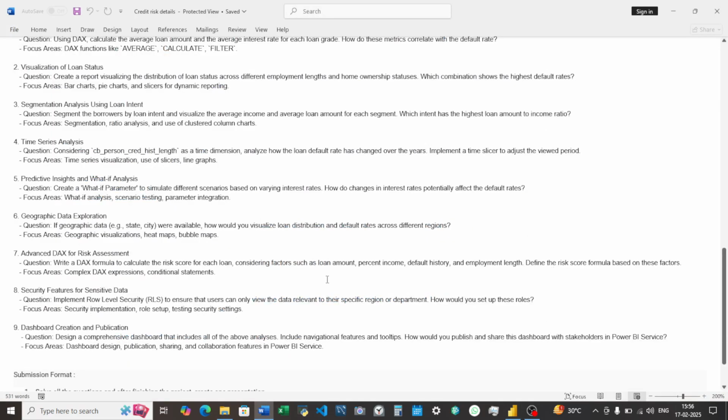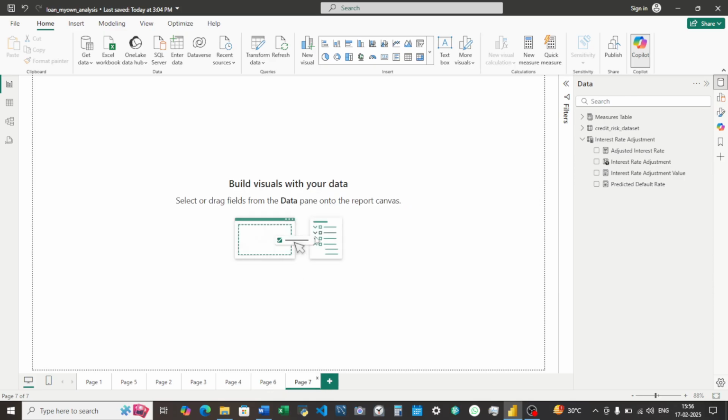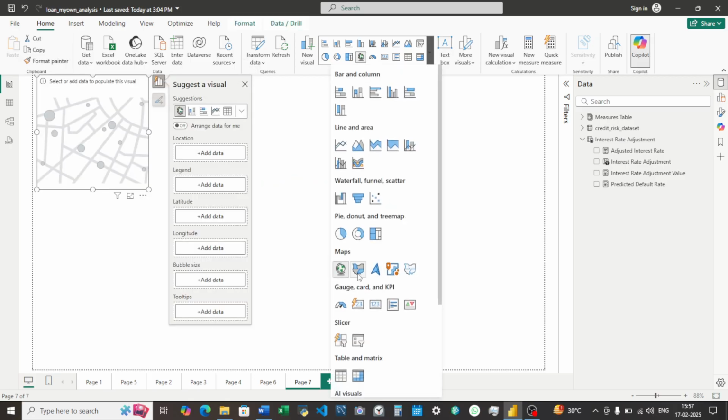And then, what's the next question? Geographic data exploration. If geographic data were available, how would you visualize loan distribution and default rates across different regions? Well, for starters, we don't have a geographical column in this data set, but you could always make use of a map visual in this case, or also a filled map or a shape map.